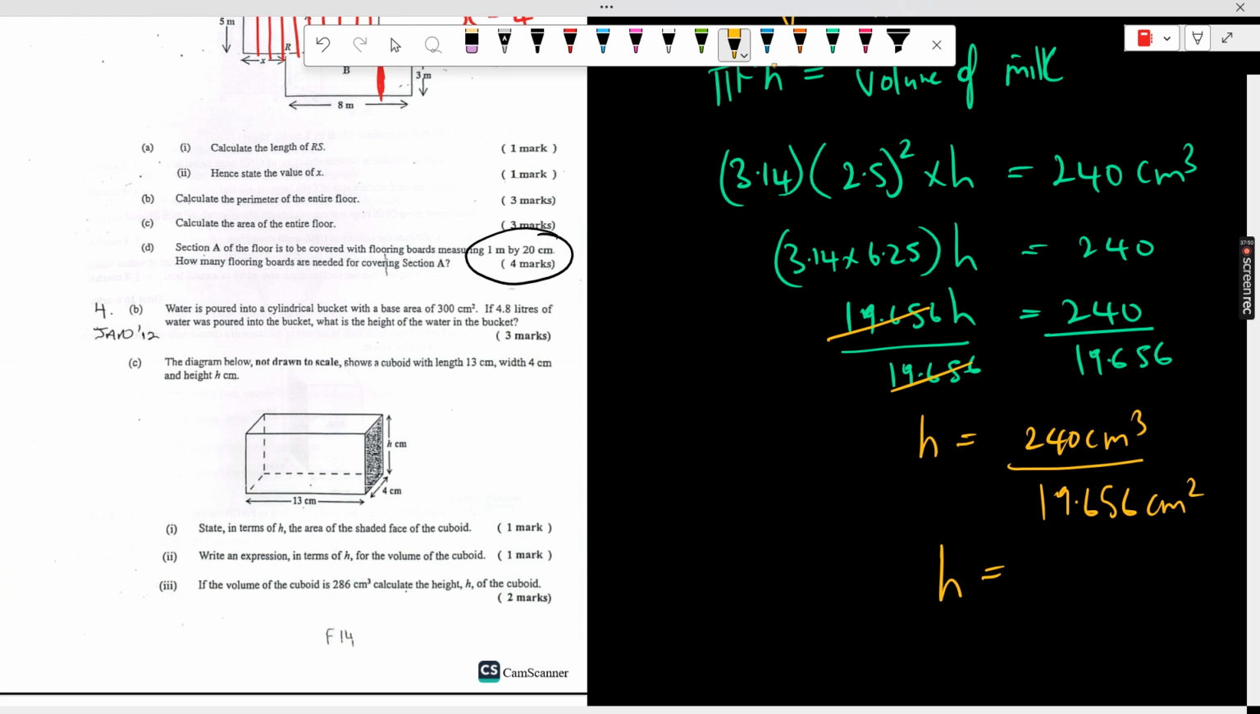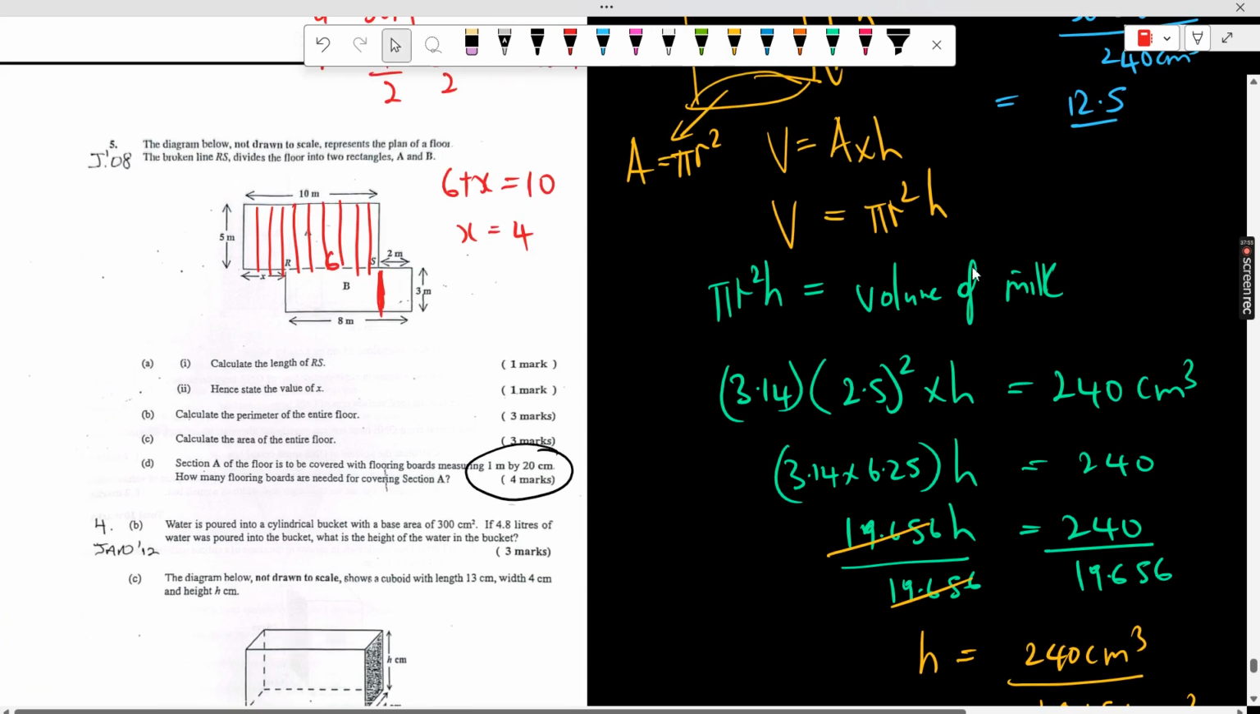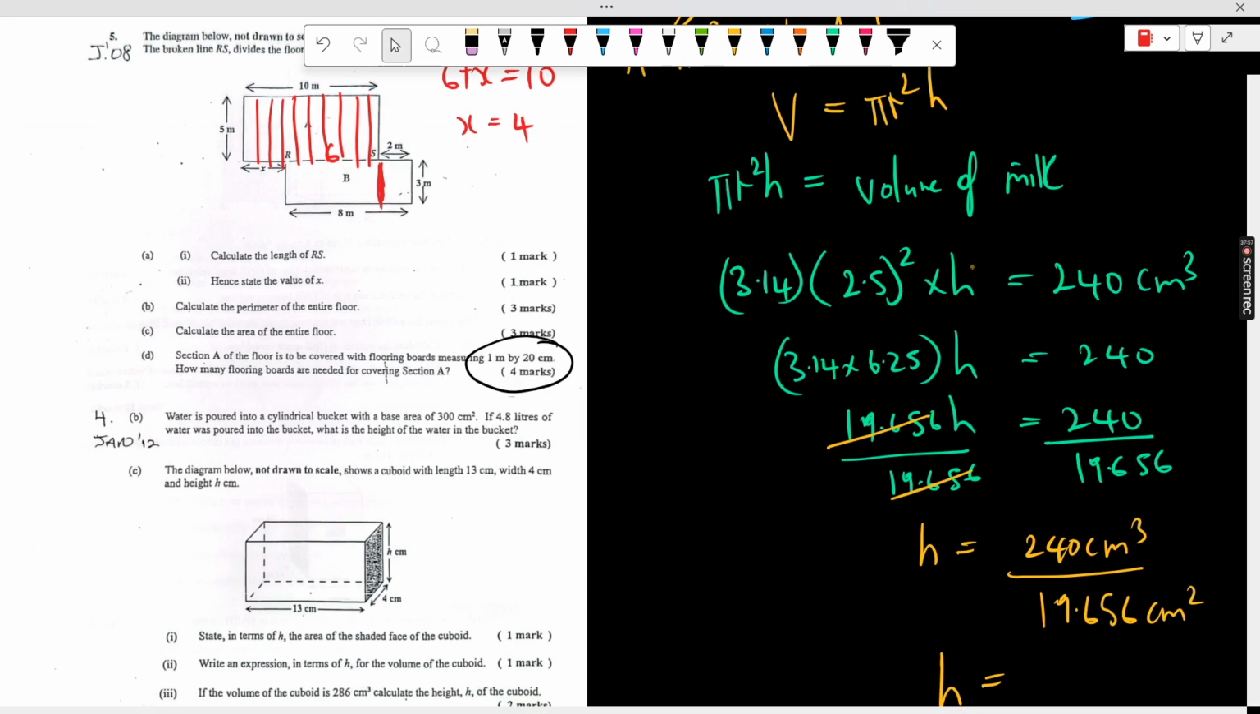Wait, so I think I gave you the wrong calculation. I think it's 19. I gave you the wrong thing. All right, so check, fix it for me and tell me the correct thing. Sorry, I got 19.625 now.